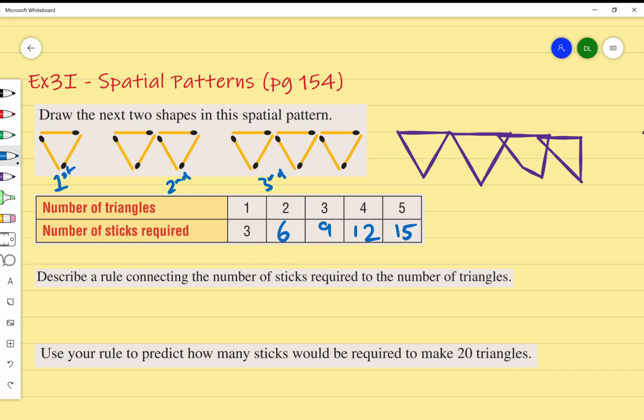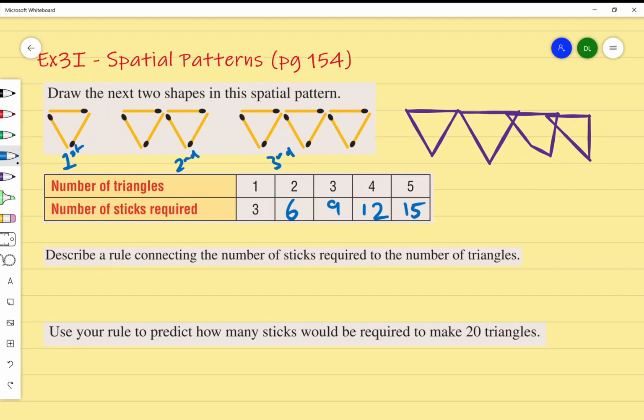The next question is when it gets a little bit interesting. It says, describe a rule connecting the number of sticks required to the number of triangles. Now, there's actually a few ways you can do this, but there's a straightforward way. Lucas, do you have one of the options? Yes. Every triangle you add 3 sticks. Good. So, if I had one triangle, it requires how many sticks? 3. Good. So what I'm going to do is write a rule. You guys might have seen this as something called an equation. I'm going to write it in words though.